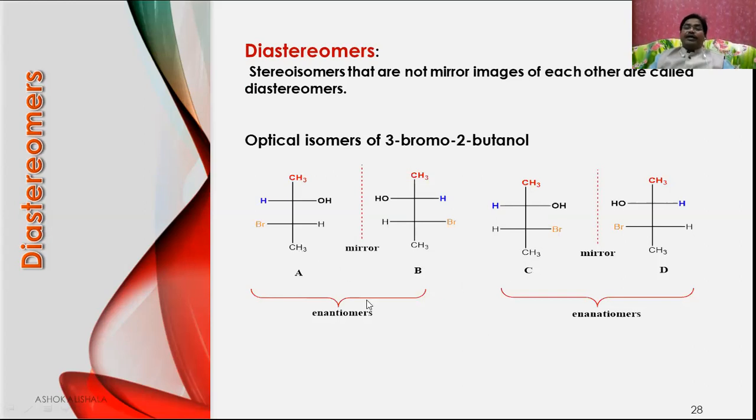Similarly, you can compare A and C, B and C, and B and D. That is, A and B are enantiomers, C and D are enantiomers, but A and C are diastereomers, A and D are diastereomers, B and C are diastereomers, and B and D are diastereomers. These are said to be the diastereomers.